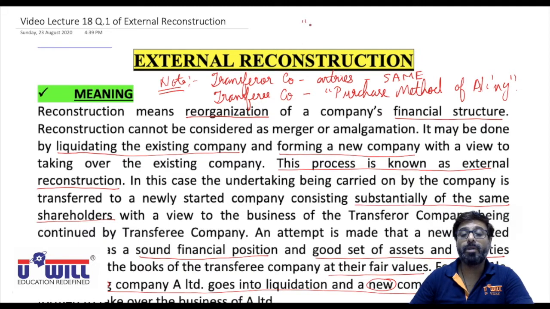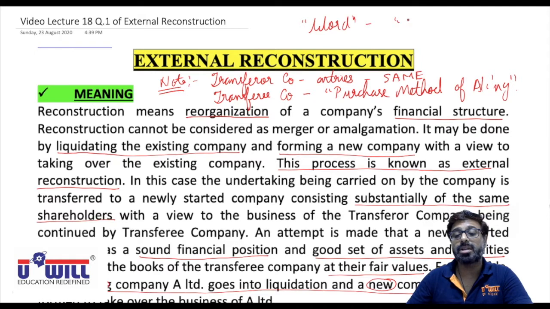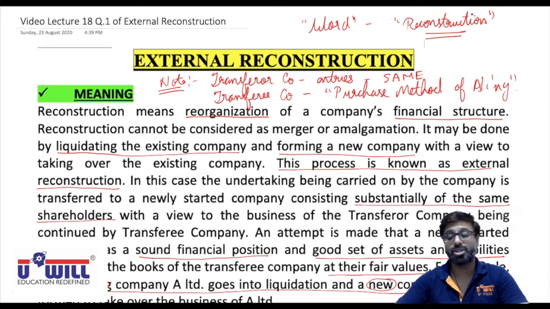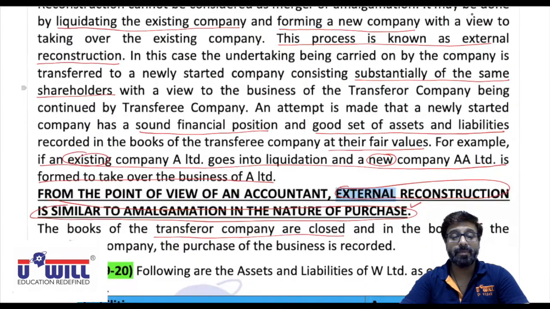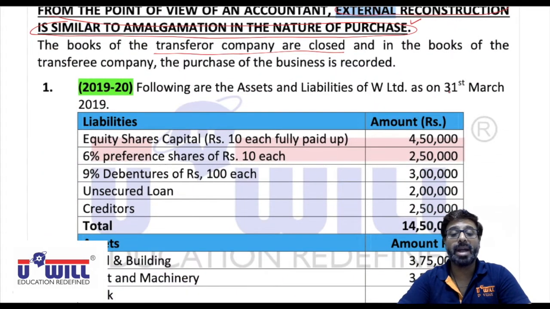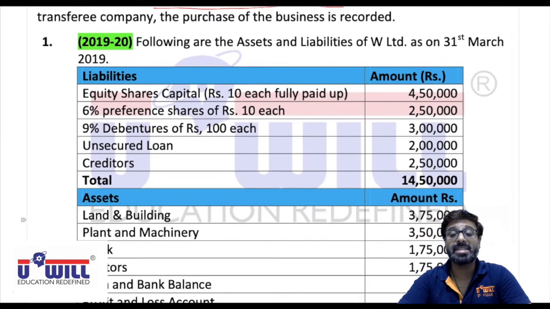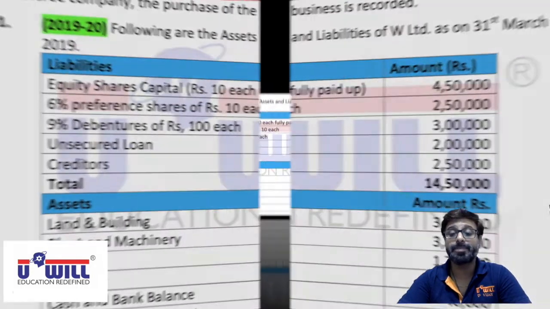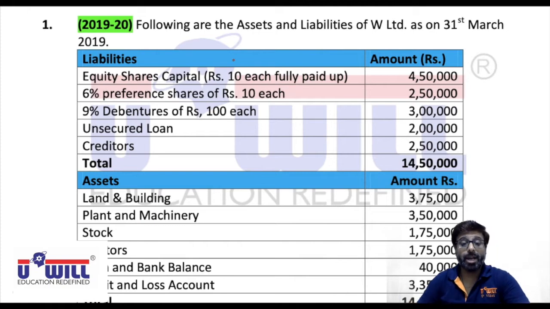Secondly, how will you identify in the question that it is external reconstruction? The word reconstruction scheme will be given. Okay, the word reconstruction will be mentioned. So let's take up question number 1. All of you look at question number 1 of external reconstruction in your study material. Yes, so look at question 1 of your study material of external reconstruction. It's in the same pamphlet of amalgamation at the end.